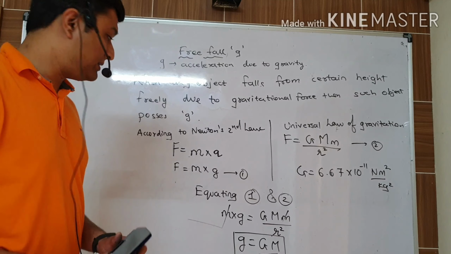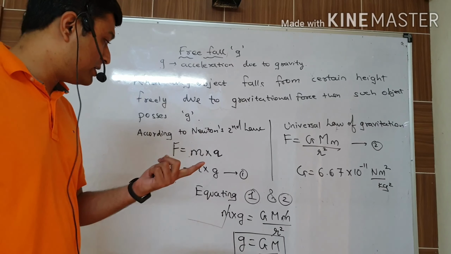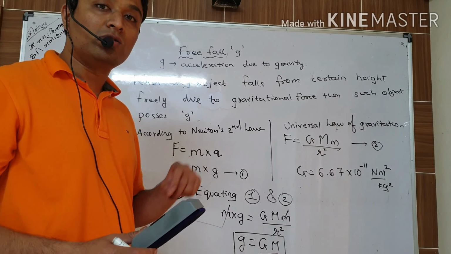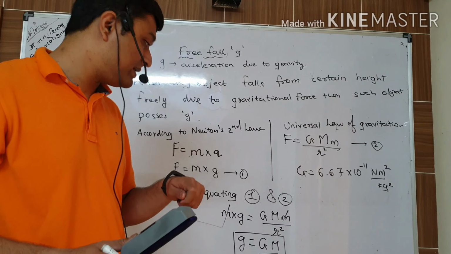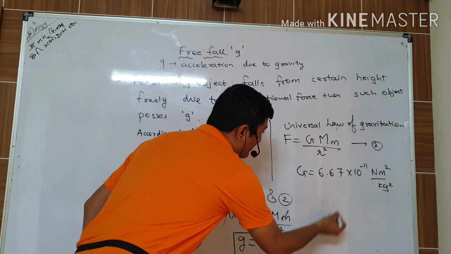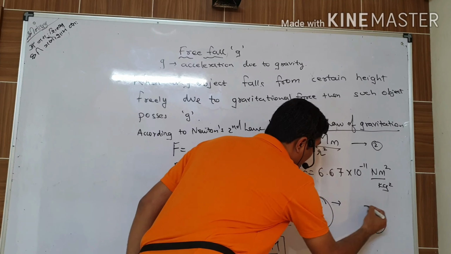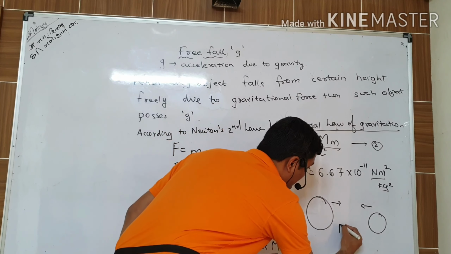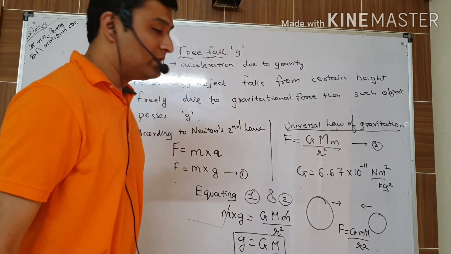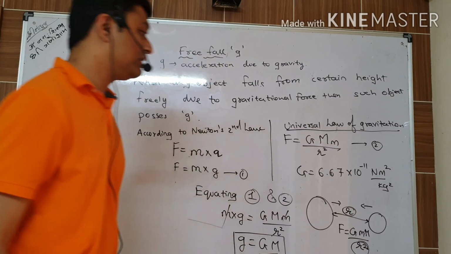So what we have achieved for small g, or acceleration due to gravity, is that acceleration due to gravity is directly proportional to the mass, and it is also directly proportional to the gravitational constant, but it is inversely proportional to the square of the distance between the two objects. What we learned from the universal law of gravitation is that two objects attract each other, and this attraction depends on a force, that is F is equal to G M m upon r square, right? So what was r? R is nothing but the distance between two objects, right?